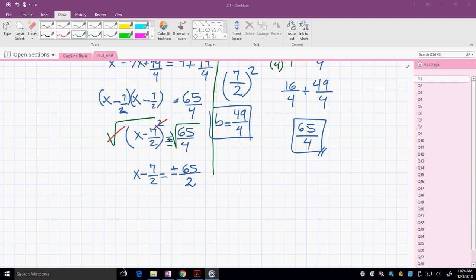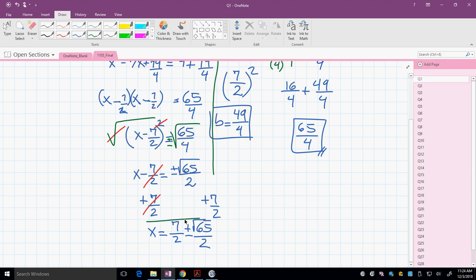Solving for x, what we need to do is add 7 over 2 to both sides of the equal sign. Cancel here. So we have x is equal to 7 over 2 plus minus, I forgot the square root here, the square root of 65 over 2. And that is going to be our answer. We cannot simplify any longer because there are no like terms.